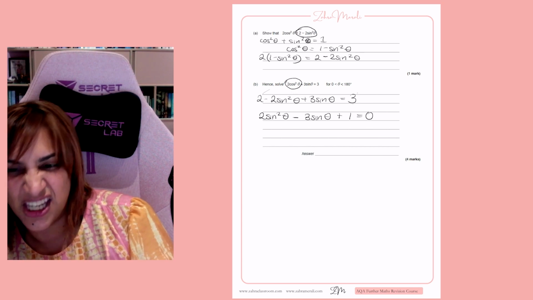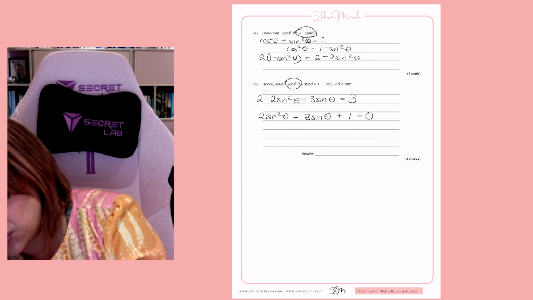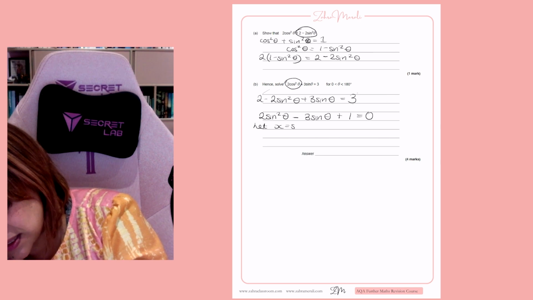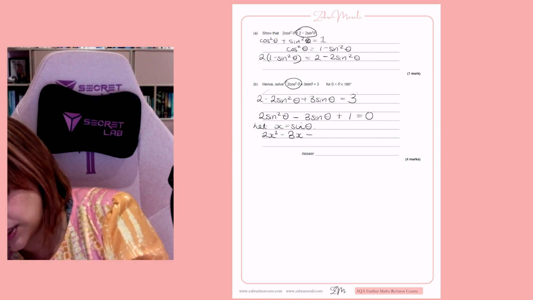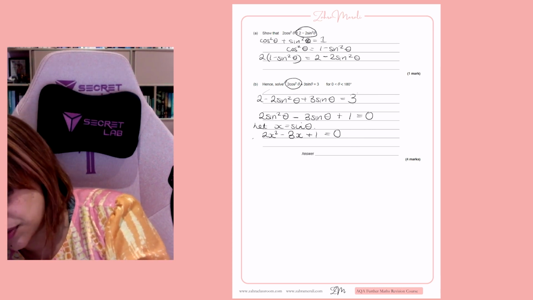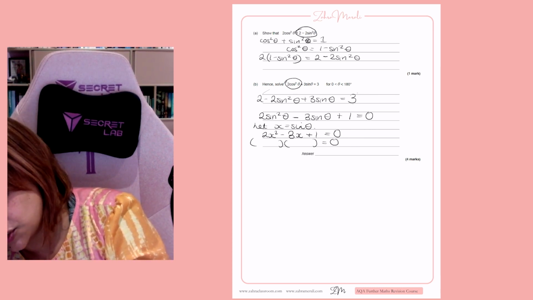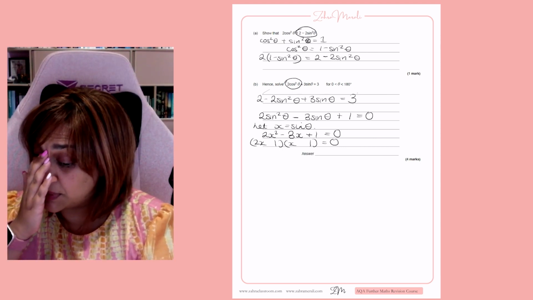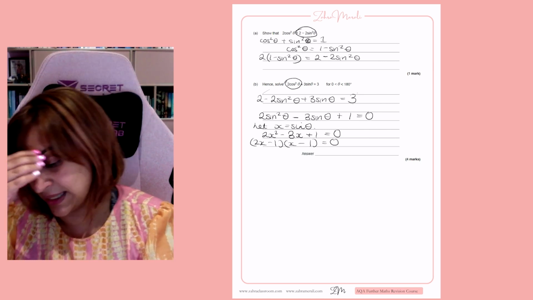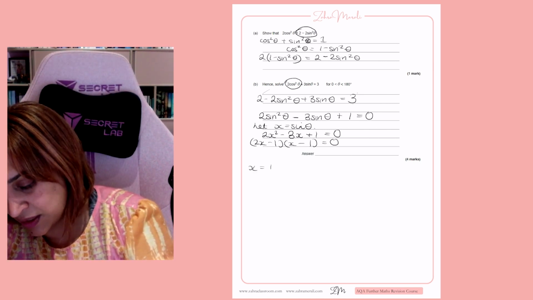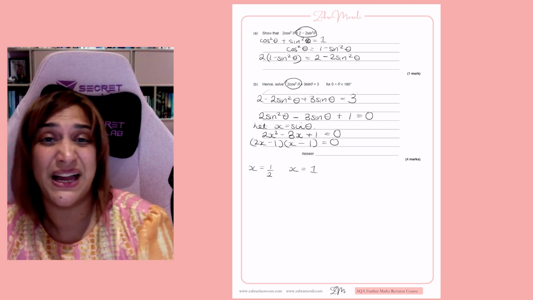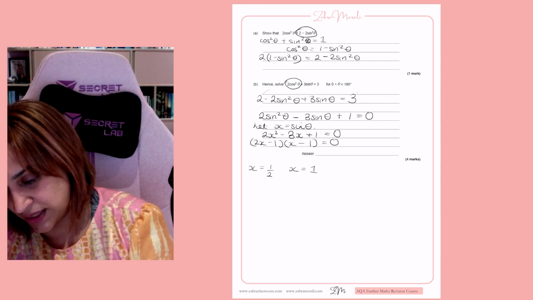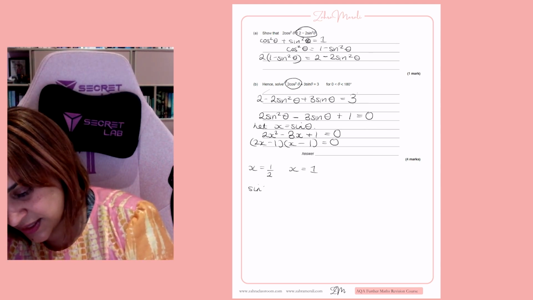And then if you can't see it and it annoys you, you could say let x equal sine theta. So you get 2x squared minus 3x plus 1 equals 0. We could factorize that. So we get 2x and x, 1 and 1. And we're going to get minus and a minus, because that's going to work out. So we get x equals a half, or x equals 1. But x is really sine theta. So sine theta is a half, sine theta equals 1.